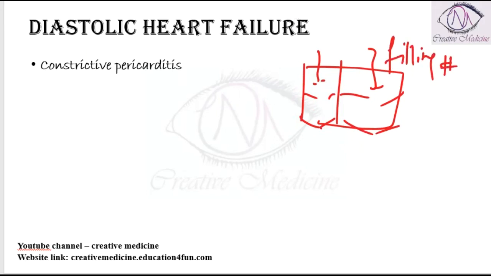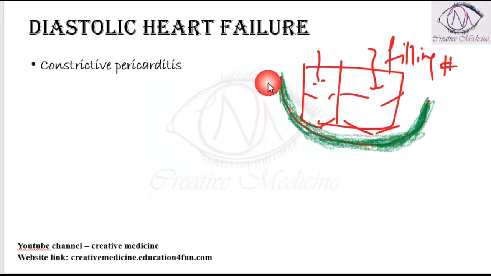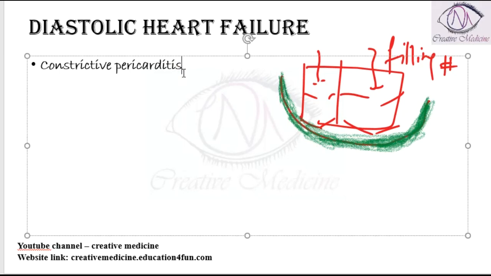In constrictive pericarditis, the pericardium around the heart is fibrosed, or hard. Whenever there is filling, the heart has to stretch along with the pericardium. But in constrictive pericarditis, the pericardium is unable to stretch because of the fibrosis, and as a result there is impaired filling leading to diastolic heart failure.